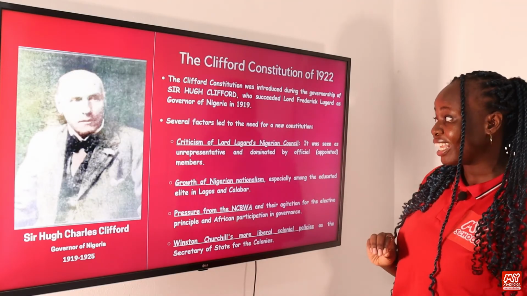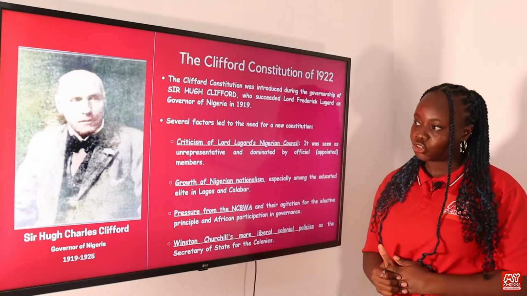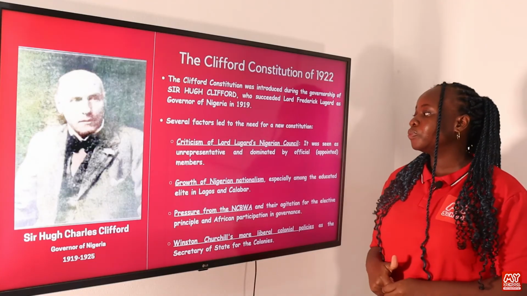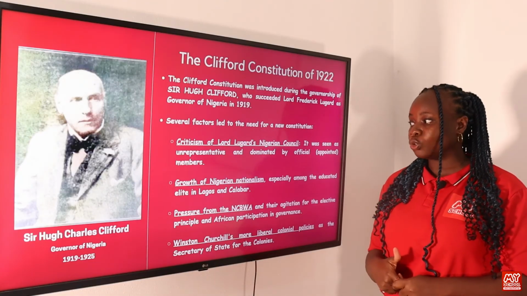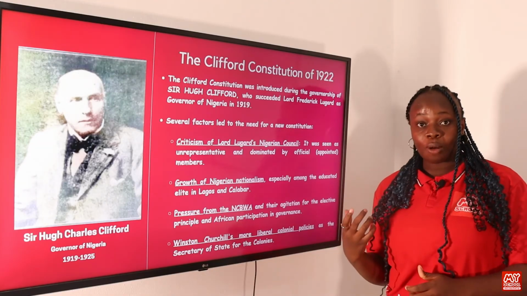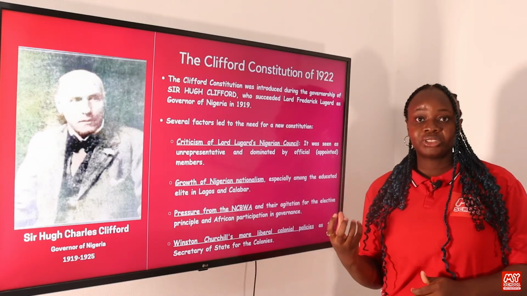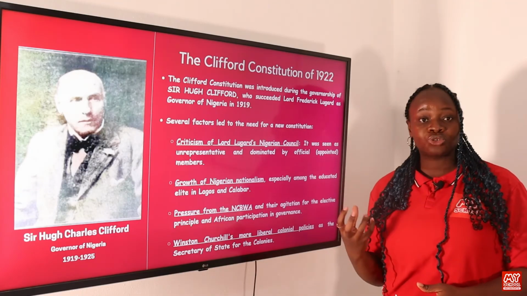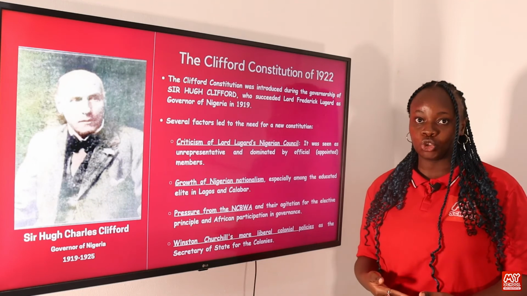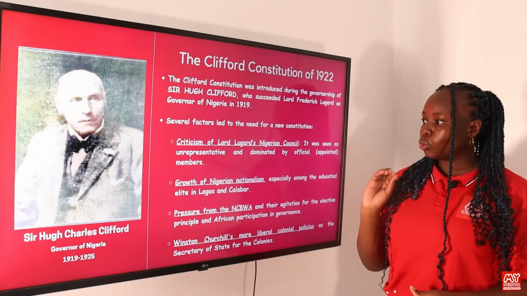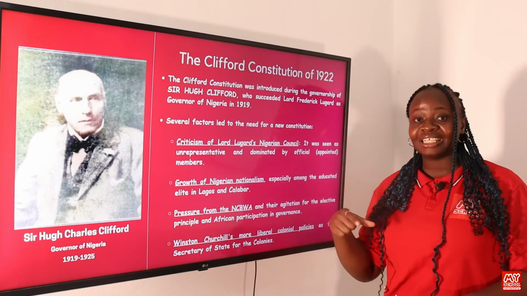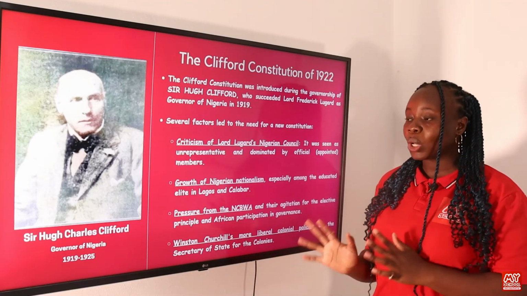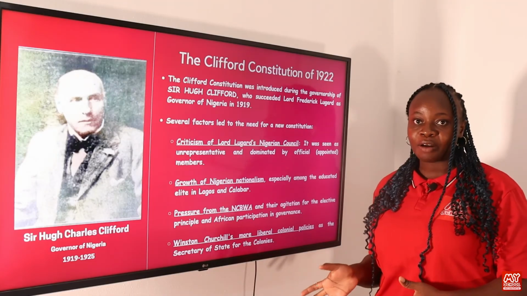Several factors led to the need for a new constitution in Nigeria. One of them is the criticism of Lord Lugard's Nigerian Council. It was seen as unrepresentative and dominated by official or appointed members. This was one of the criticisms of the educated elites in Nigeria. They believed that it wasn't representing the African people as it claimed to, because it was only dominated by official members, and the unofficial members who were there were only there to receive policy direction. They were not allowed to make decisions on behalf of the African people.